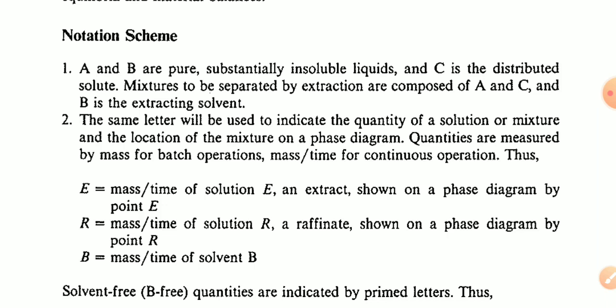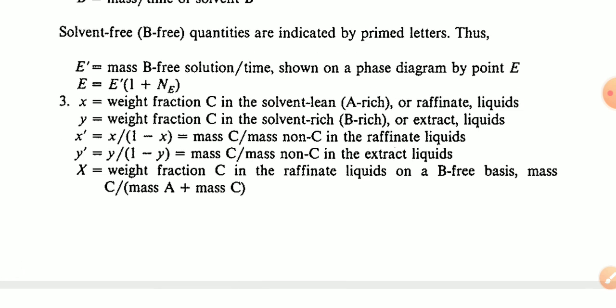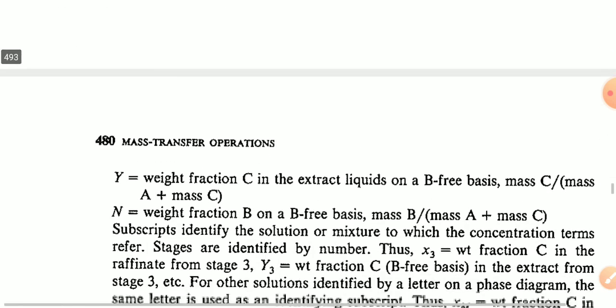Now E is equal to mass per time of the extract solution, shown on a phase diagram by the point E, and R is the mass per time of the raffinate solution, shown on a phase diagram by point R. B is equal to mass per time of solvent B. The solvent-free quantities are indicated by primed letters. Thus E dash is equal to the mass of solvent-free solution per time, shown on a phase diagram. Okay, this is not an important part.